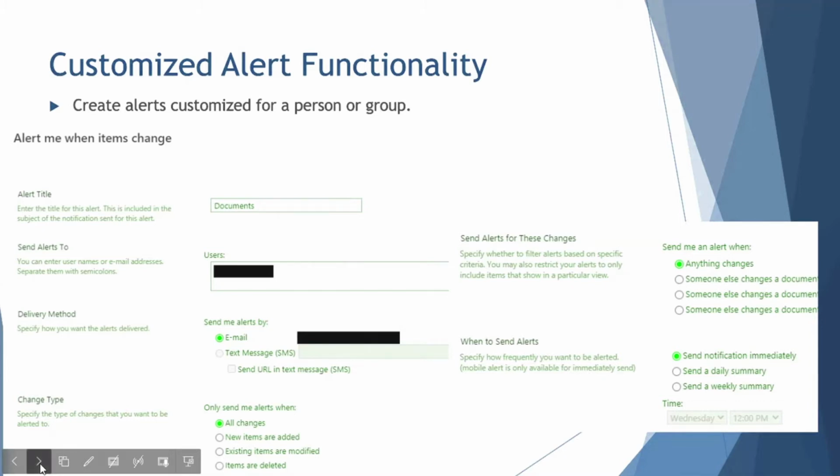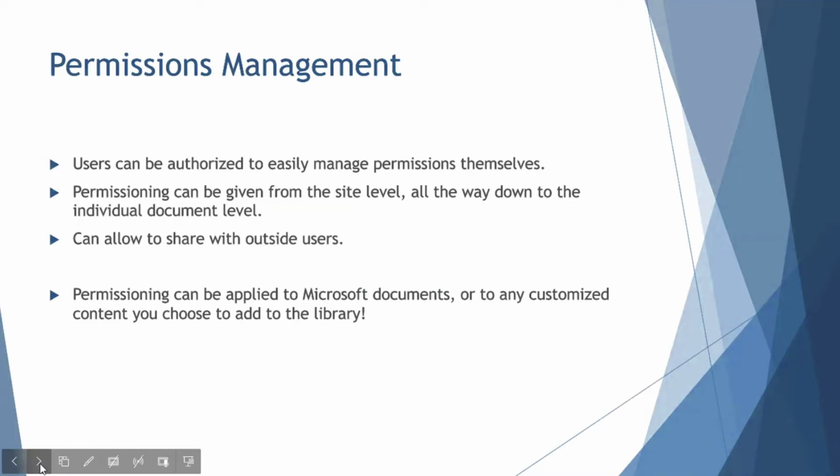Let's see here. Permissioning. This is a really big one, and it's one that people kind of get confused about sometimes, so I really like to go over it. Permissioning can be configured and customized at all levels. So that means from a whole document library to a folder to a single document. You can choose to allow sharing to outside users, which allows you to give a link to your customers and vendors so they can either read or contribute to a document, a folder, or a library as needed.